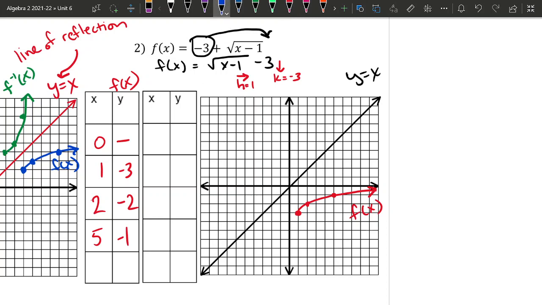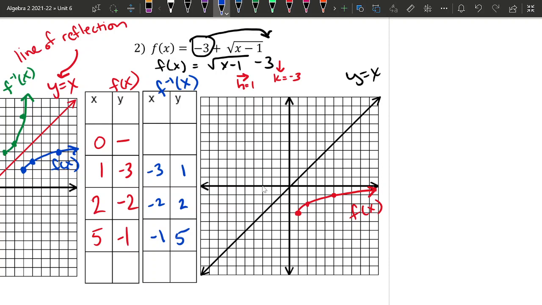All right, so now I'm going to get the inverse graph, so I need the inverse table. F inverse of x. So all the y values of f of x become the x values of f inverse of x. So this is -3, -2, -1. And then the x values of the original are the y values of the inverse. 1, 2, 5. And then plot the points.